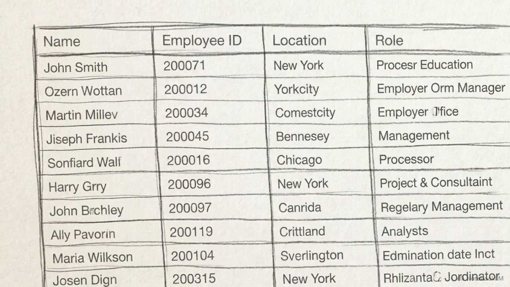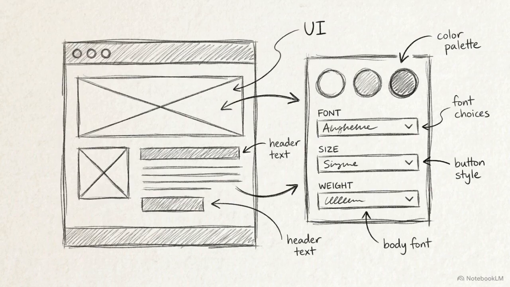You'll start building with this plain Excel spreadsheet. It contains standard, unformatted employee rows: names, IDs, locations, and roles. Before generating the app, we need to set our design rules.